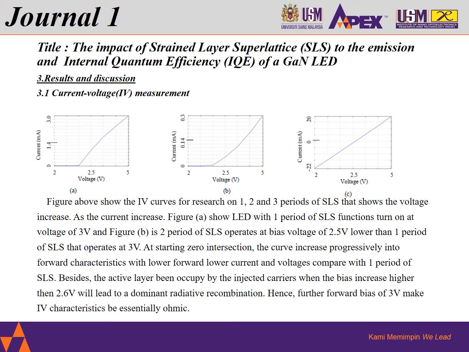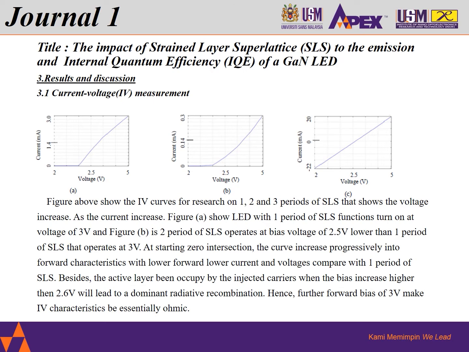This page shows the results and discussion about the strain layer superlattice. The figure above shows the current-voltage curve for research on 1, 2, and 3 periods of SLS, which shows the voltage increasing as the current increases. Figure A shows the LED with the first period of SLS turned on at a voltage of 3 V, and Figure B is the second period of SLS operating at a bias voltage of 2.5 V, lower than the first period of SLS, which operates at 3 V.